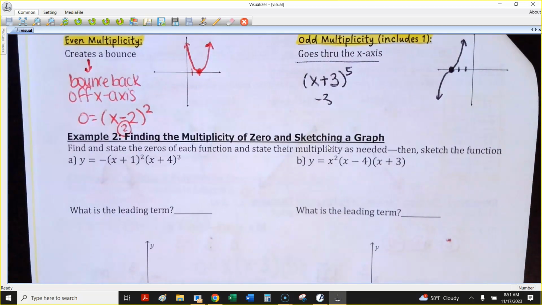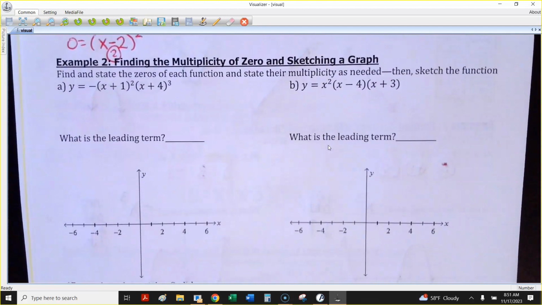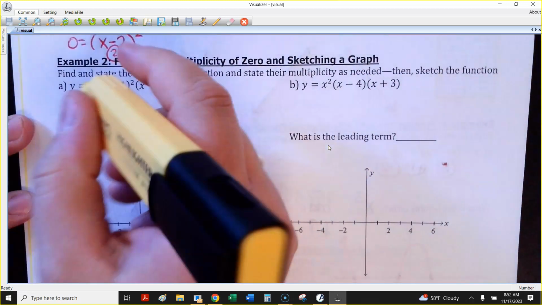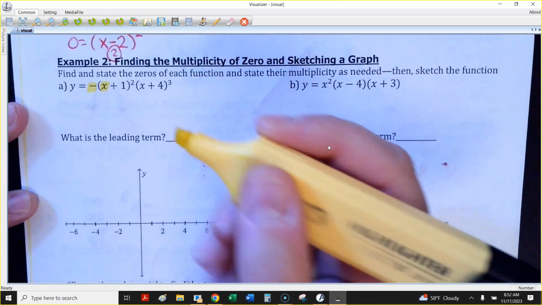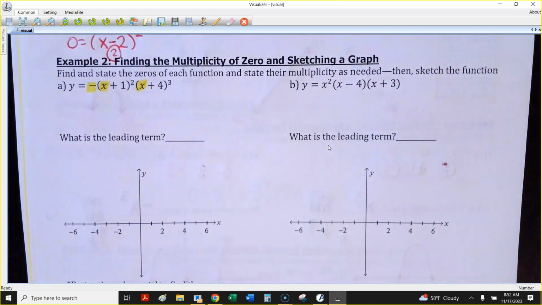Okay, so again, we are not multiplying these out, but these can be tricky when finding the leading coefficient. So I have a little negative out in front, and then I have x plus 1, that's squared, and then I have x plus 4, that's to the 3rd. If you multiplied that all out, that little negative out in front is going to make this negative. Do you guys know what x to what power it would be? To the 5th. I know that's super tricky.